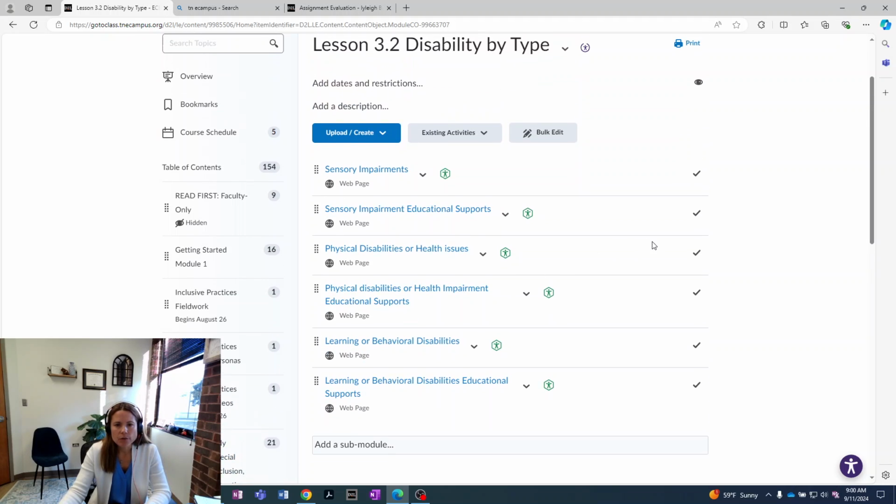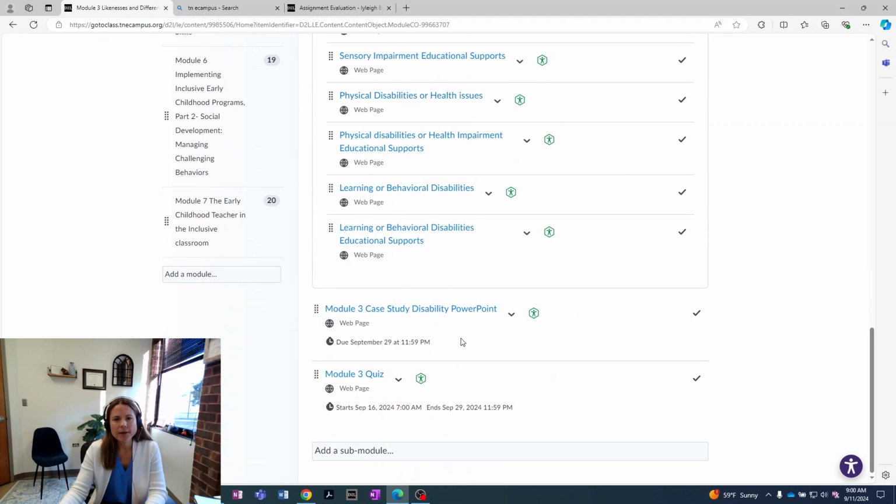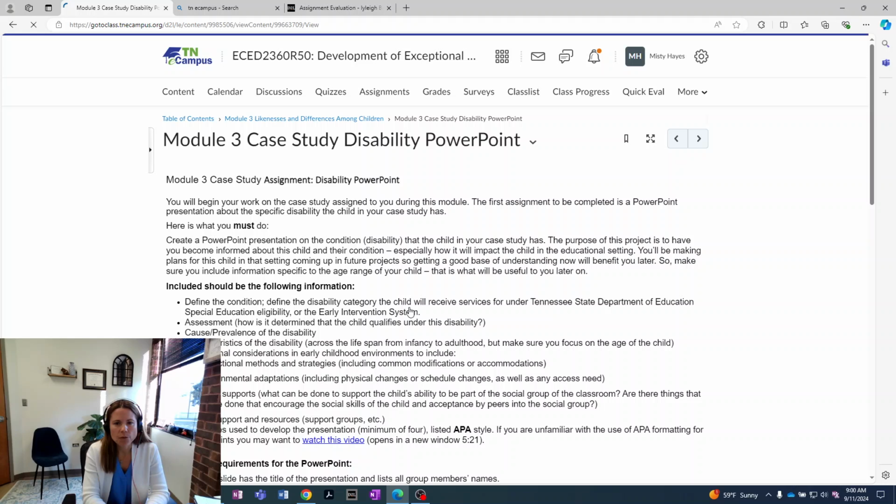After you go through lesson 3.1 and 3.2, at the very bottom, you're going to see a section where you have your assignments. You obviously have your module 3 quiz. You have the dates of when it opens and closes, so you can take it whenever you feel prepared and ready. I want us to take a look at the first project work you're going to have with your case study child, which is your disability PowerPoint.